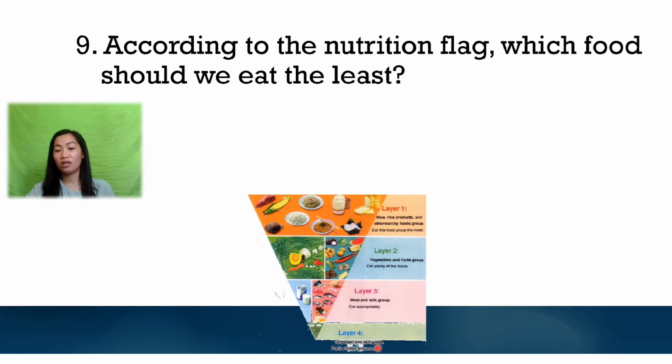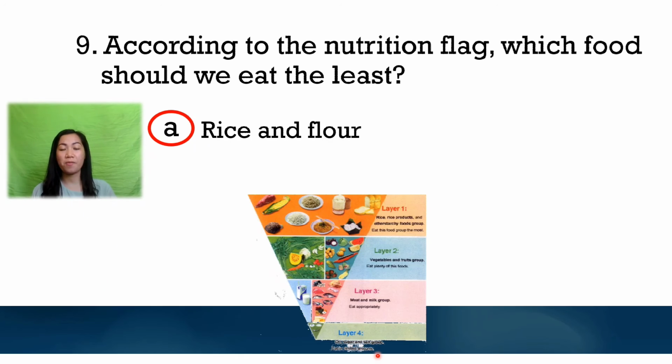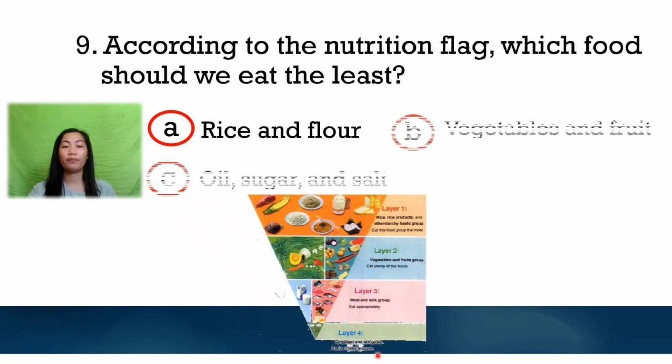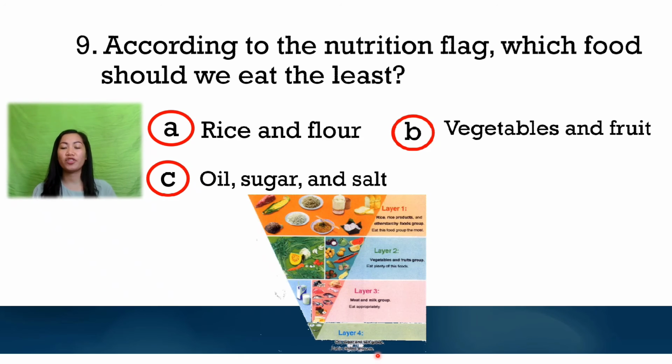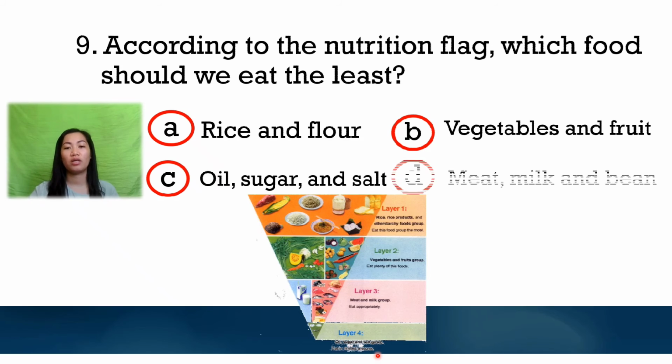And we have the layer number 4, which is the fats and the lipids. So let's see. Letter A, rice and flour. B, vegetables and fruits. Letter C, it's the oil, sugar, and salt. Or letter D, it's the meat, milk, and the beef.